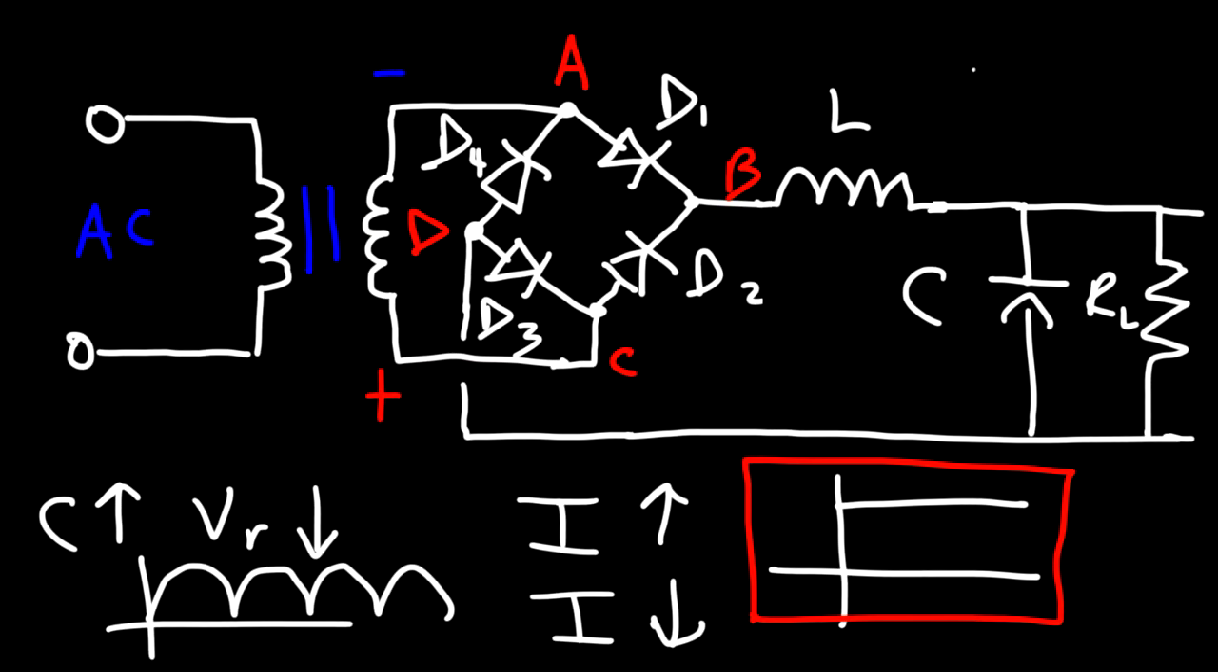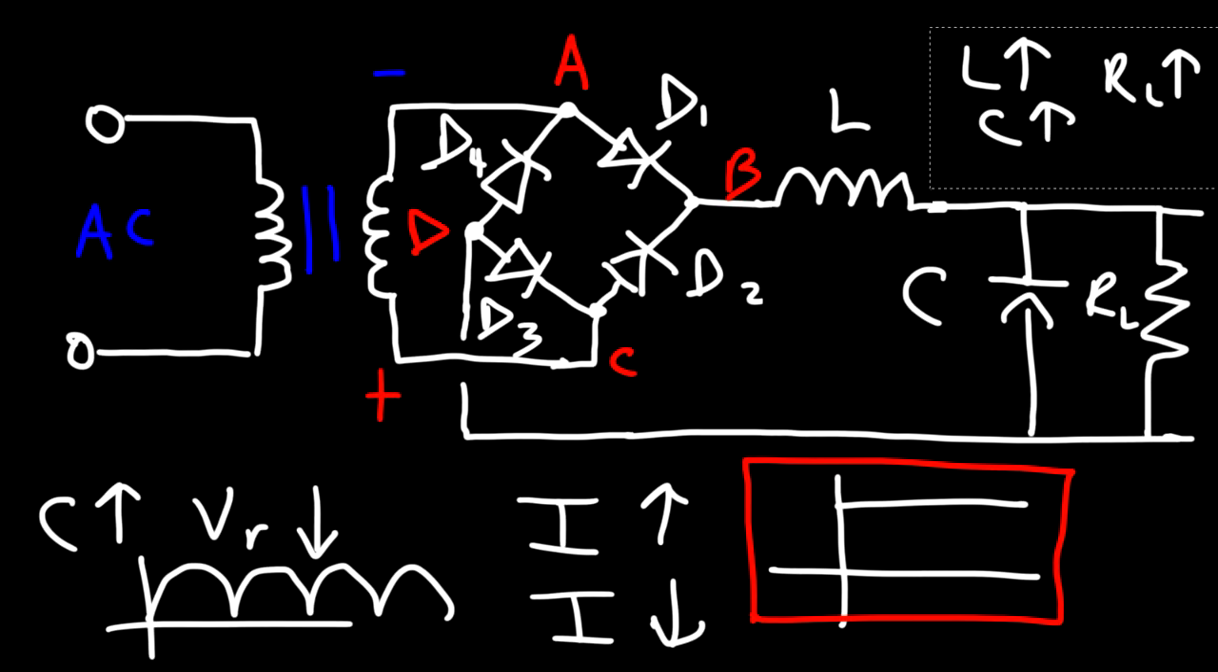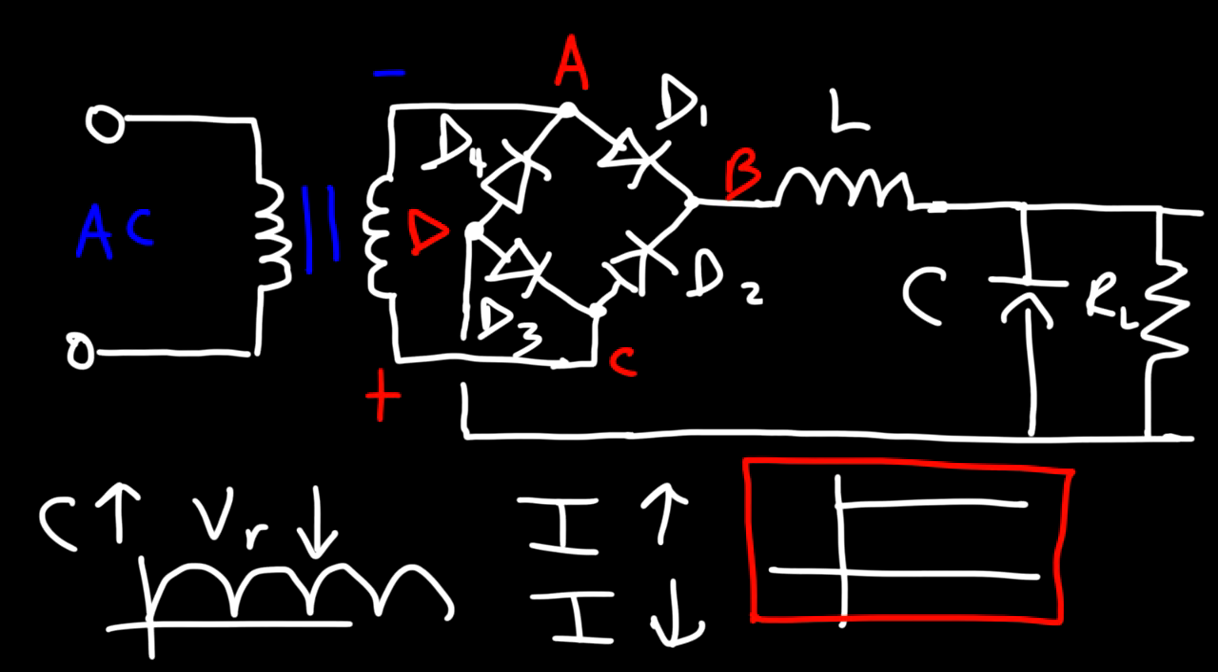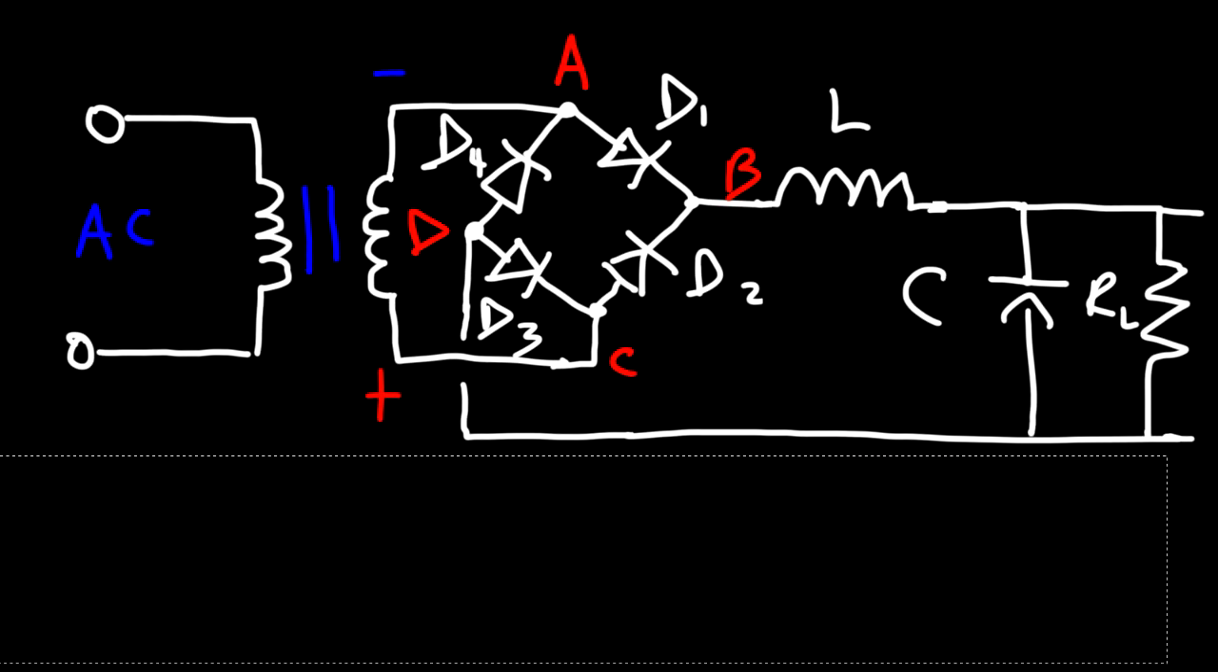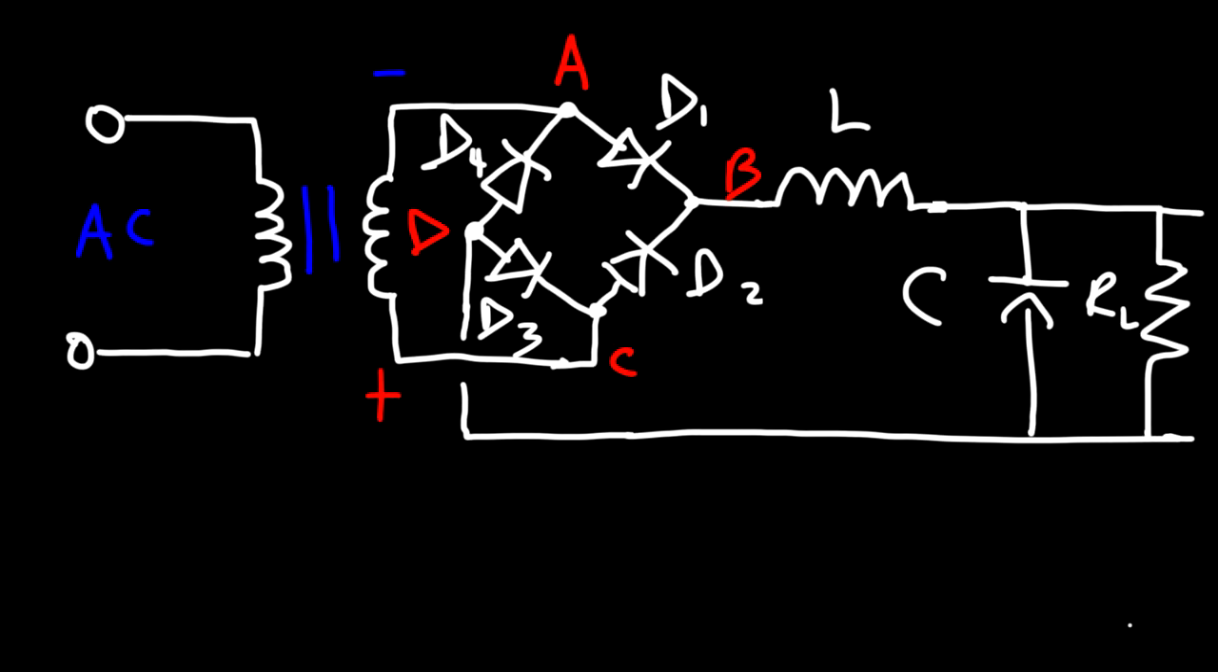So increasing the value of the inductance of the inductor, increasing the capacitance, and increasing the load resistance will help us to produce a stable DC output. Now there's one more thing that we could add to get a nice stable output voltage, and that is to use a Zener diode at the output.